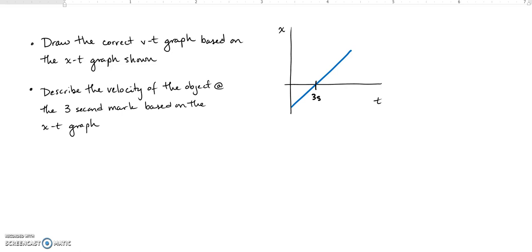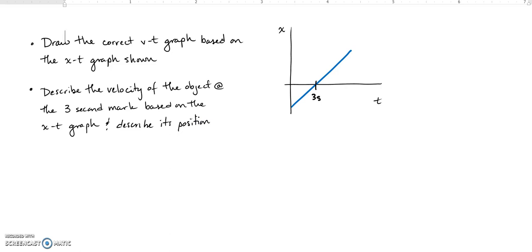So it says, draw the correct velocity time graph based on the position time graph shown. That's this guy here. And then describe the velocity of the object at the 3-second mark based on the xt graph. And I should also write and describe its position. Should do both those things. All right, so that's your mission.